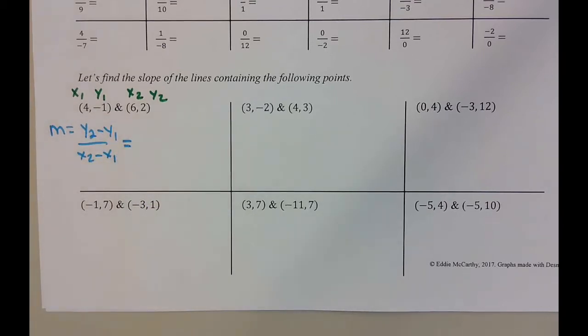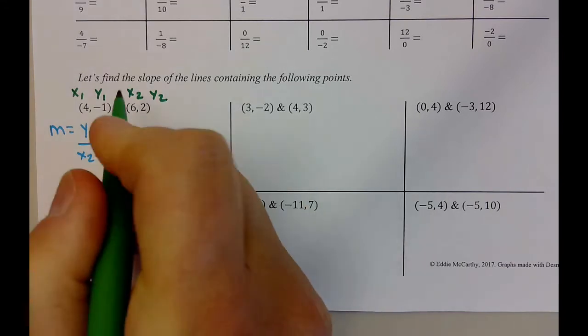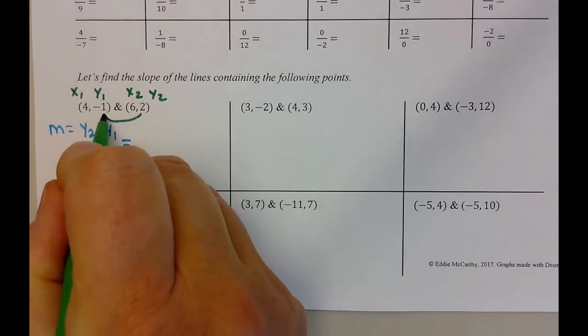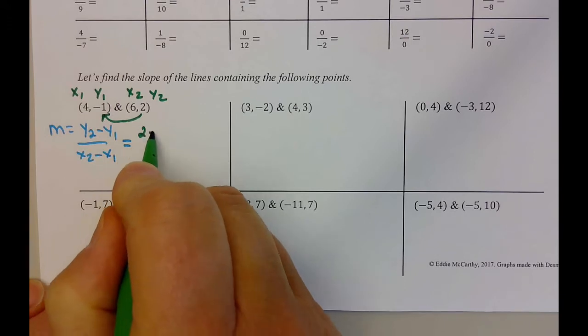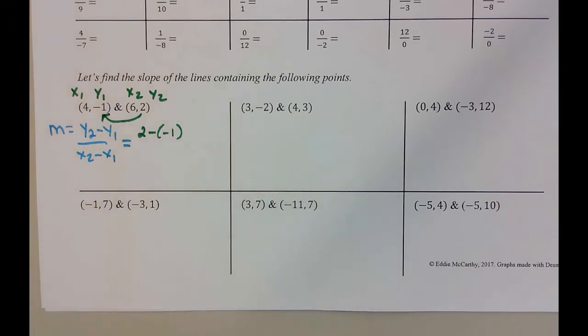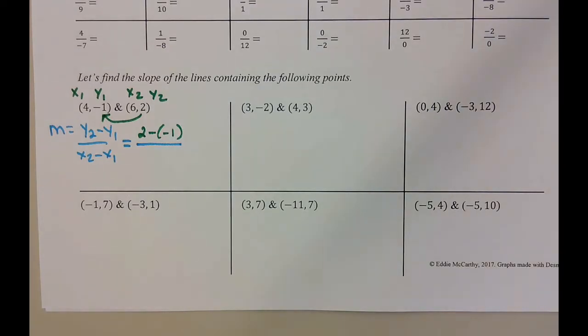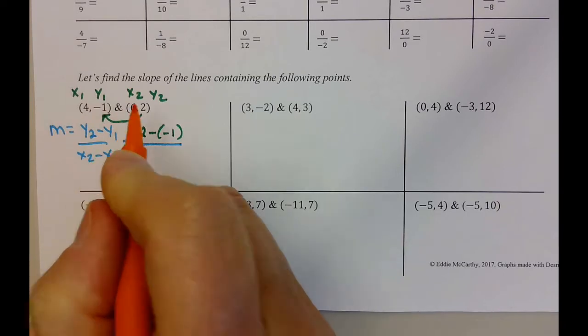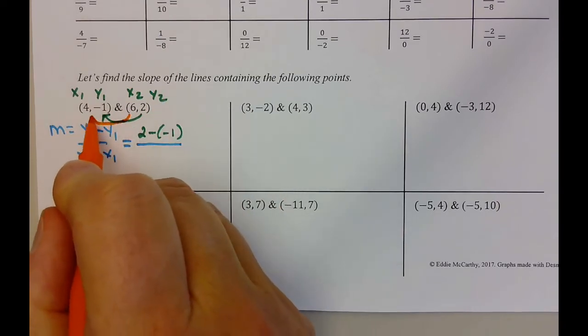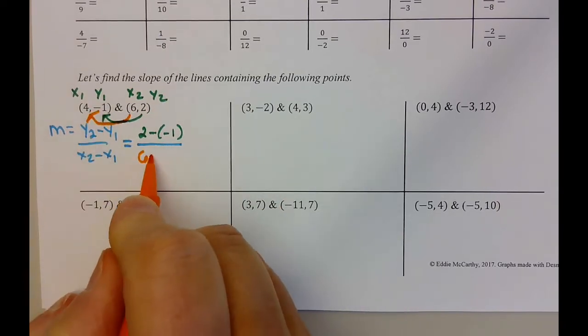And so I'm going to take my y's, and I'm going to say 2 minus -1. So the big mistake that people make here is adding mistakes, because they have mistakes with adding, subtracting, positives and negatives. So you want to make sure you check that. And then for my x's, it's going to be 6 minus 4.